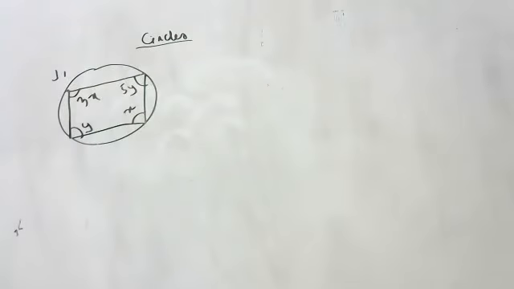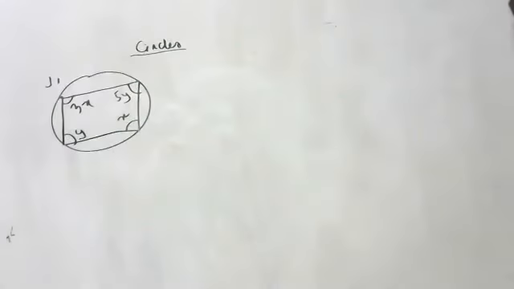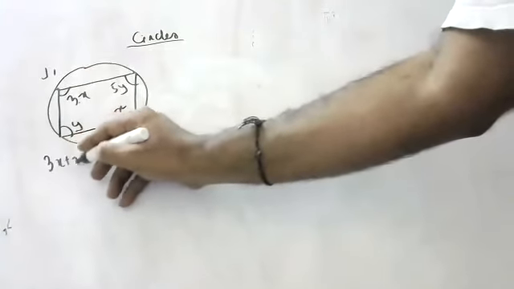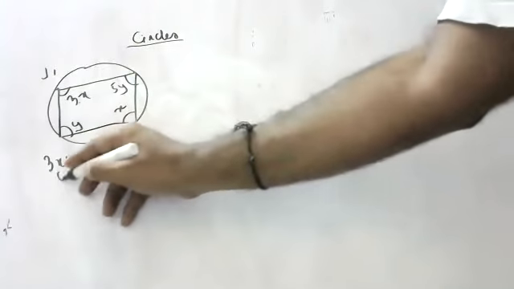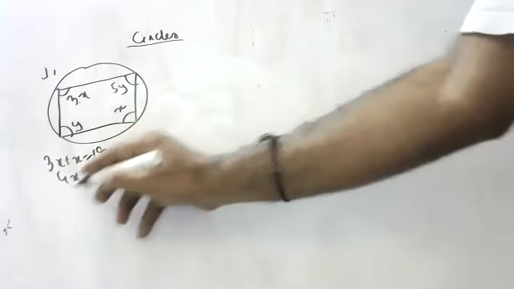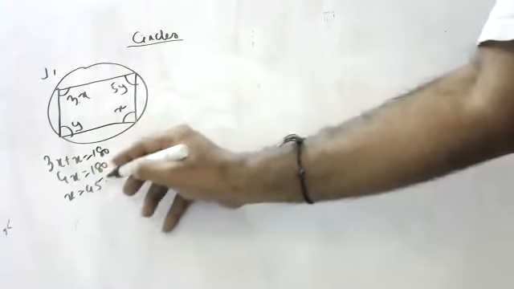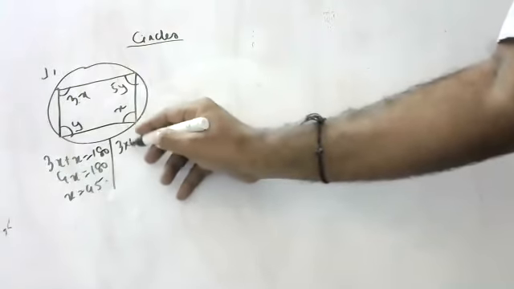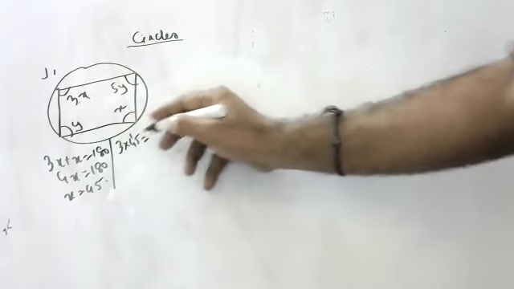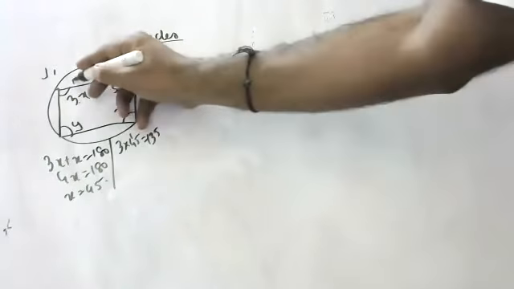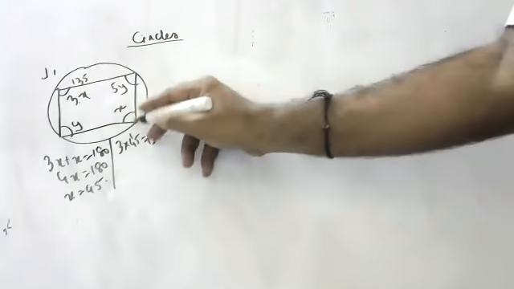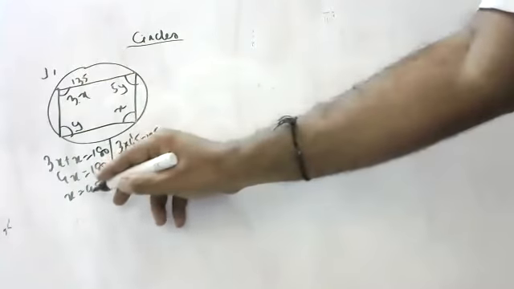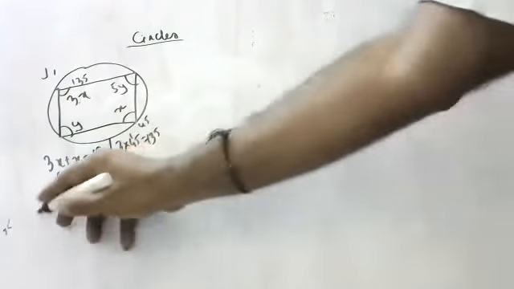Can you tell me all the angle measurements? In a cyclic quadrilateral, opposite angles are supplementary. So 3x plus x equals 180. 4x equals 180. x equals 45. So 3 into 45 is how much? 135. This is 135, and this will be how much? 45.